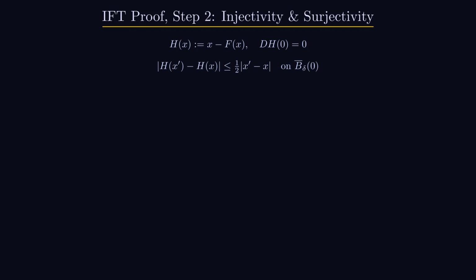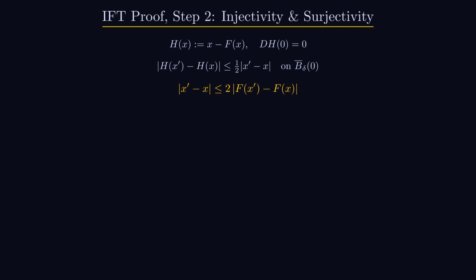Injectivity follows from this Lipschitz bound. Write x prime minus x as f of x prime minus f of x plus h of x prime minus h of x. The second term is at most 1/2 of the norm of x prime minus x. Rearranging then gives that the distance between x and x prime is at most twice the distance between f of x and f of x prime. If f of x equals f of x prime, then x equals x prime. F is injective on the closed ball.